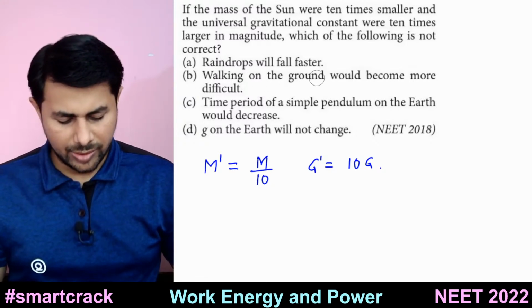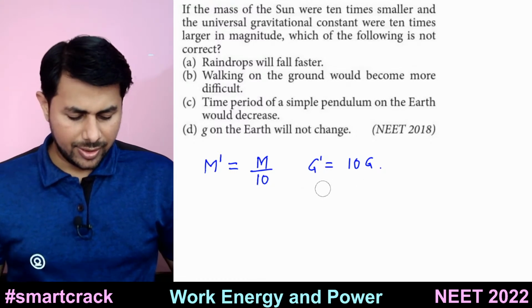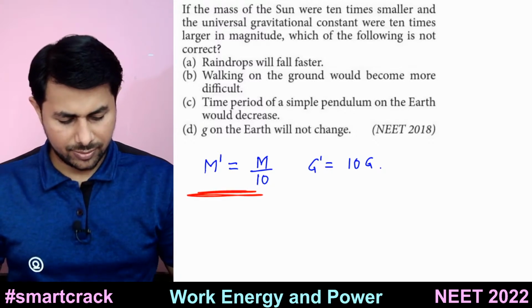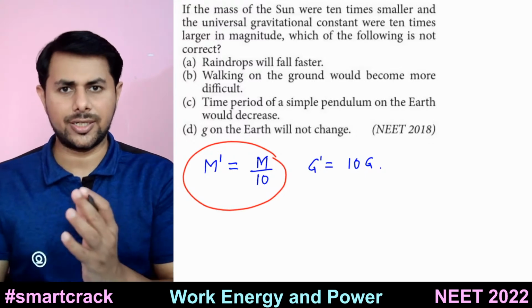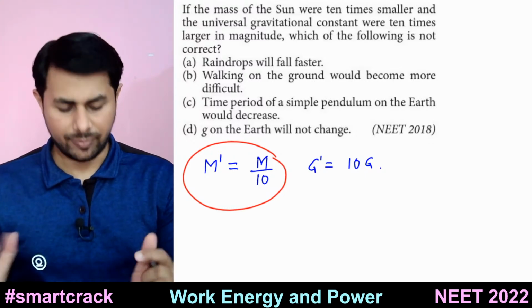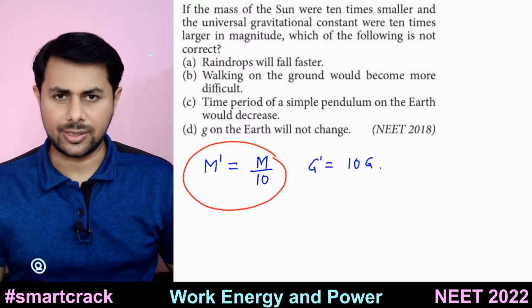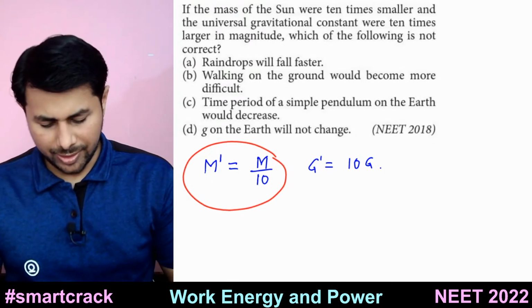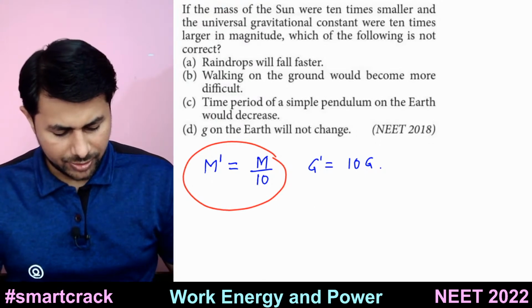So, raindrops will fall faster. Will it happen? The sun's mass has nothing to do with the options, so we can neglect it because it's related to the sun, not to earth. All the options are related to this thing: if the universal gravitational constant increases, what will happen? So g, acceleration due to gravity, will also change.